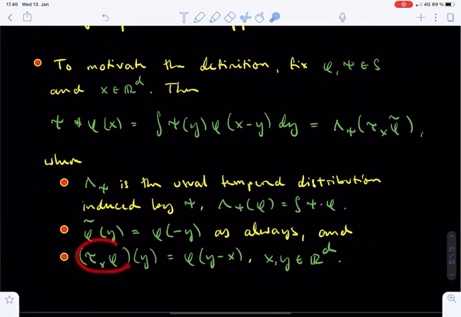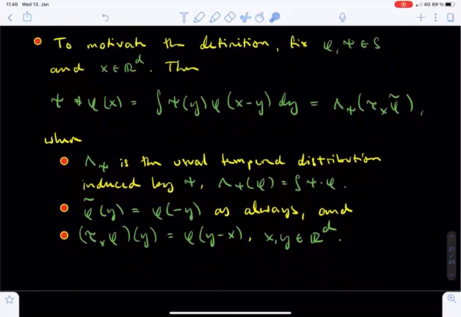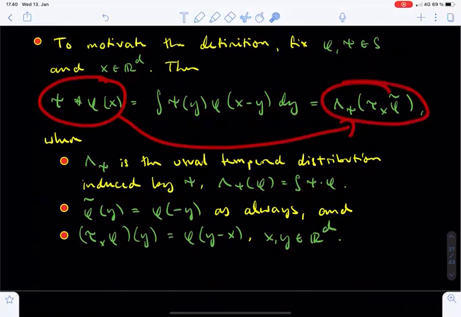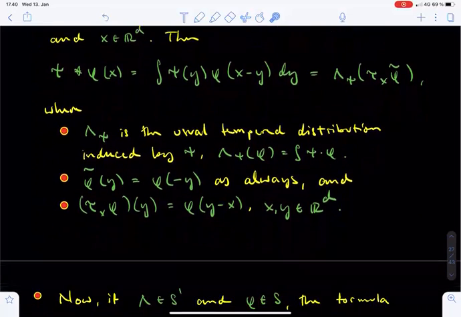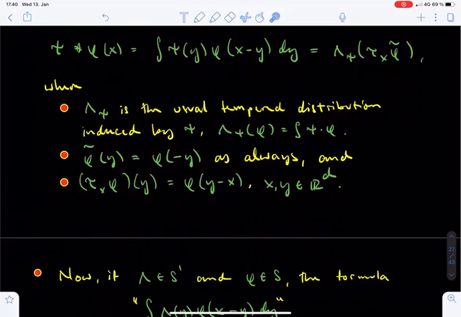Finally, the notation tau x is probably a new notation. If phi is a function on R^d and x is a vector in R^d, the notation tau x phi refers to the function on R^d defined by tau x phi at y equals phi at y minus x for all y in R^d. With this notation, it will probably take you a few moments to verify that the convolution of psi and phi at x really equals the distribution lambda subscript psi evaluated at the function tau x of tilde phi. I suggest pausing the video now and clarifying this for yourself before we continue.